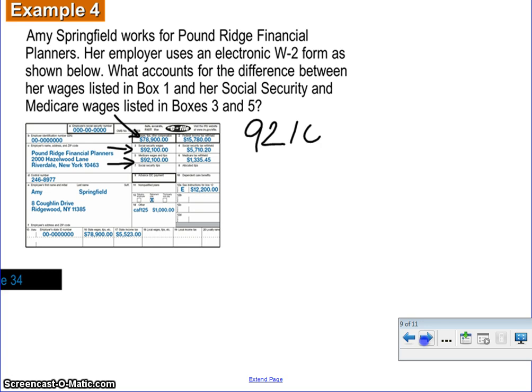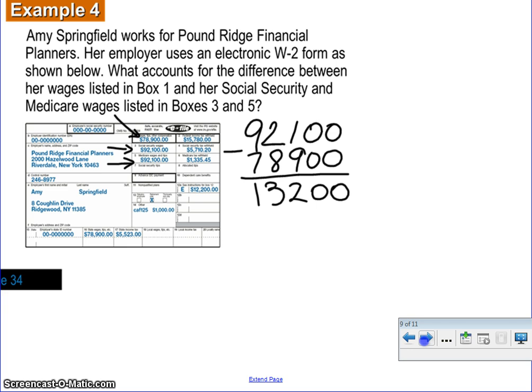So in box 3 and 5, it says $92,100. In box 1, it says $78,900. If I subtract the two, I find that I'm looking for why it is off by $13,200. Now when I look at her W-2, I've got a big amount right there that really sticks out, and I've got a huge amount here that sticks out.